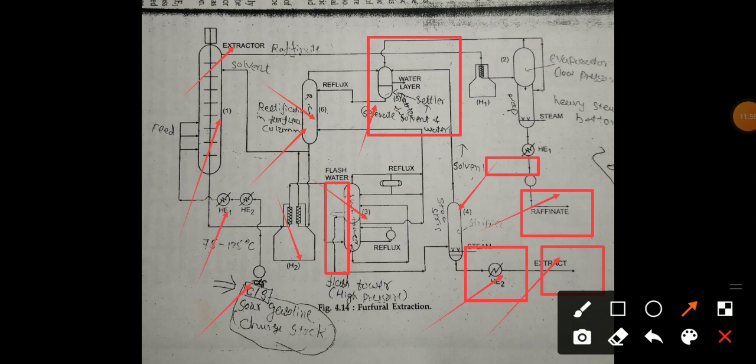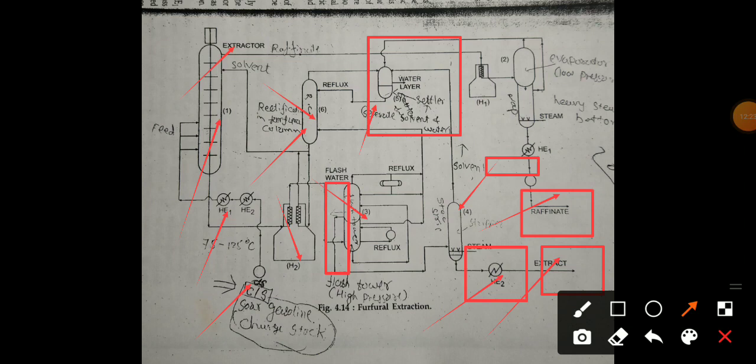The heavier portion of the extract is flashed in the low pressure zone of a flash tower to remove the solvent. Here, reflux is in the tower. After the flash separation, the rich extract is now transferred to steam stripper number 4. Number 4 stripper.